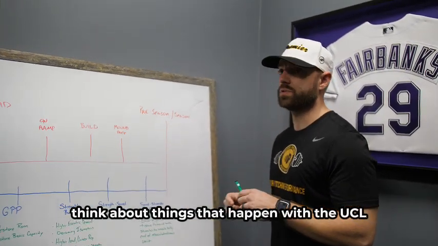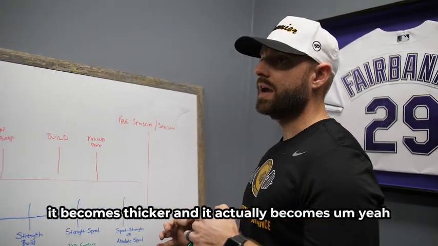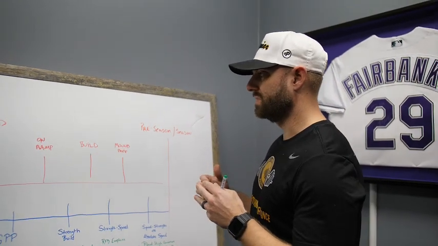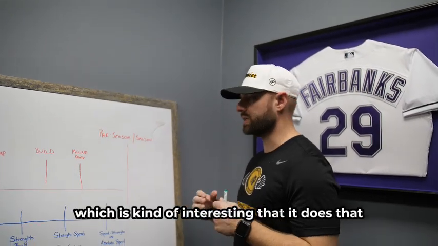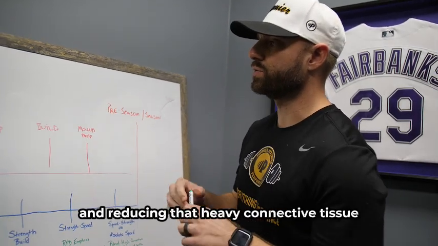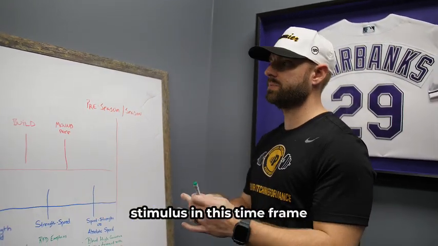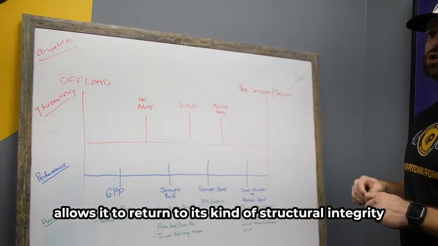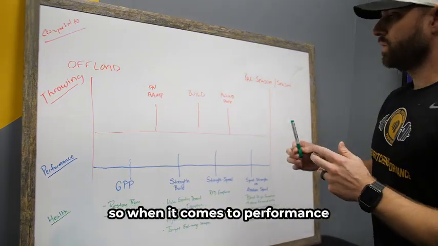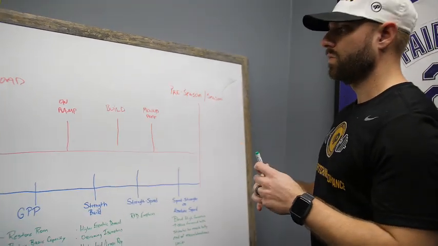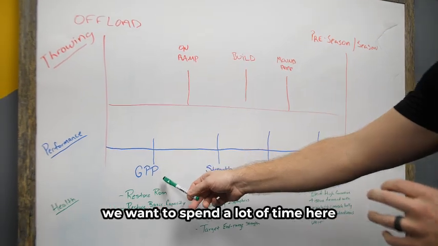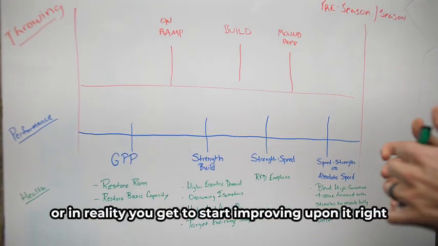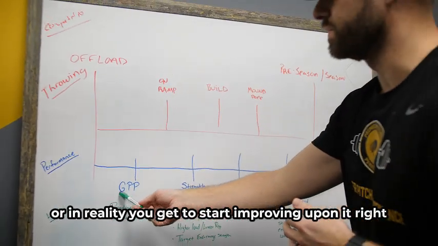Think about things that happen with the UCL. It becomes thicker and it actually has more give to it, which is kind of interesting that it does that. But that offload and reducing that heavy connective tissue stimulus in this time frame allows that to return to baseline, allows it to return to its structural integrity. So when it comes to performance, we want to spend a lot of time here, restoring what the athlete has from a baseline, or in reality, you get to start improving upon it, right?